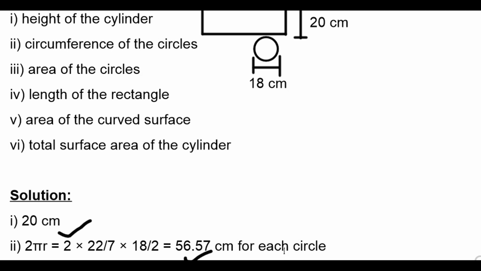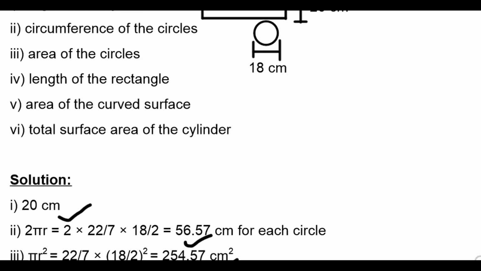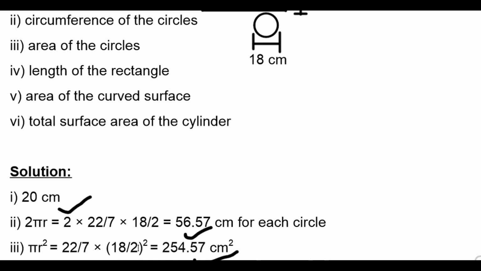Now let's solve the third question, area of the circles. Area of a circle is given as what? Pi r square. That's for one circle. Our pi is 22 over 7, and our radius is 18 over 2. So if we multiply this, we will have 257.57 cm cube. So that's the area of one circle.